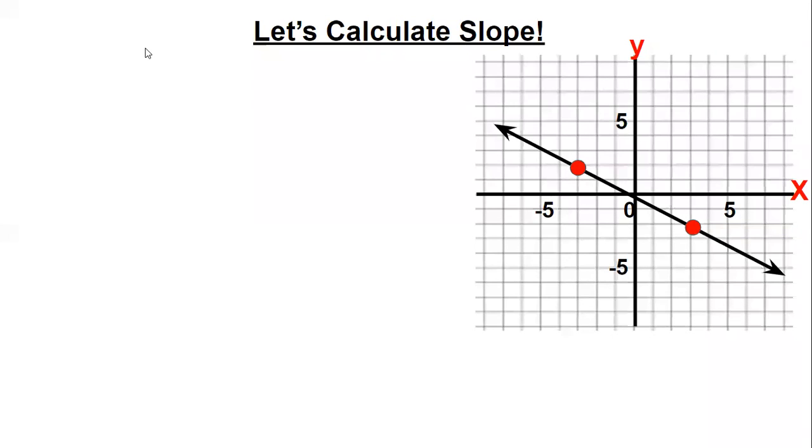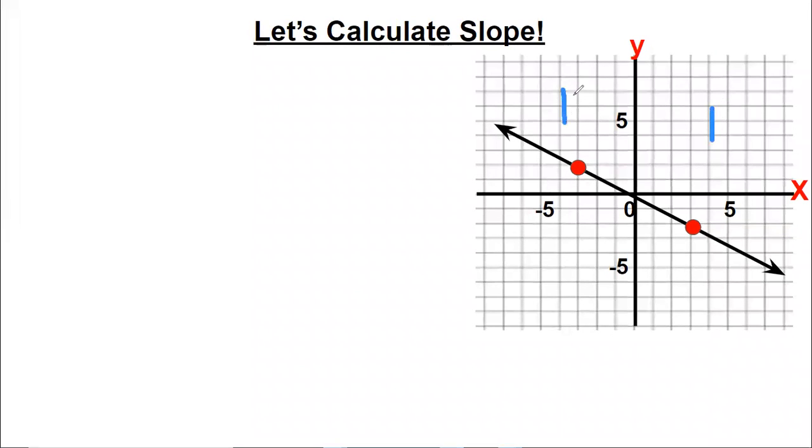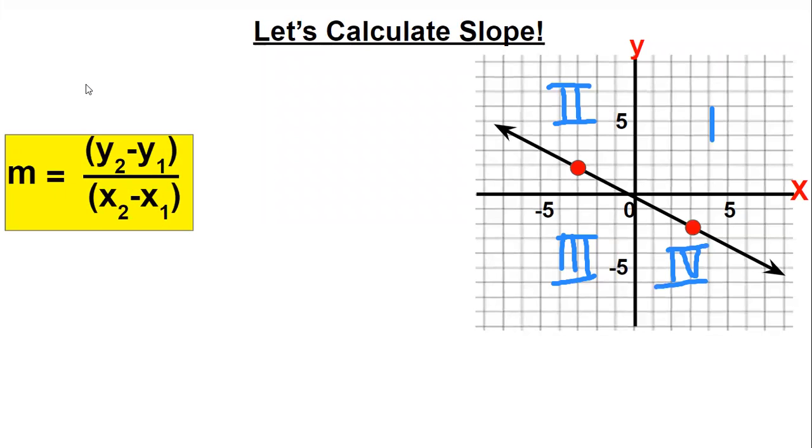By the way, this is quadrant 1. This is called quadrant 2, and they use Roman numerals. This is called quadrant 3. We use Roman numerals. And this is called quadrant 4. So there are 4 quadrants in the coordinate plane. Okay. We're going to use our formula, (y2 - y1) over (x2 - x1).